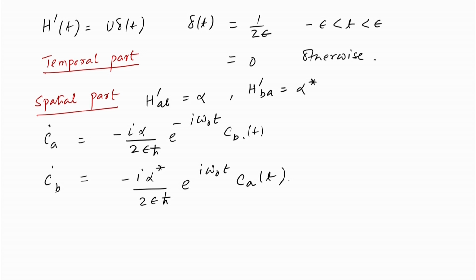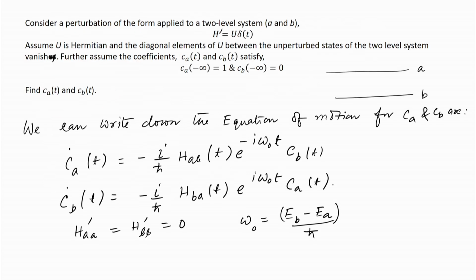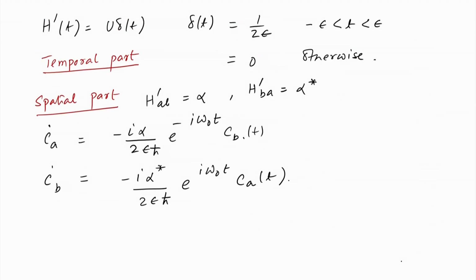So, in this interval let us write them down. Let us call them equation 1 and equation 2, and let us call these equation 3 and equation 4. Take the time derivative in this interval. Of course, this interval means minus epsilon to plus epsilon. Take the time derivative of C b of equation 4.